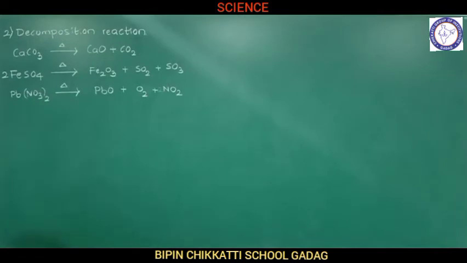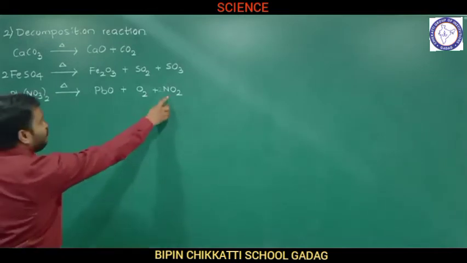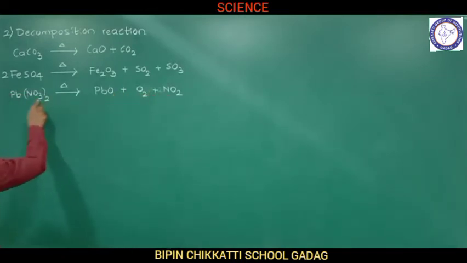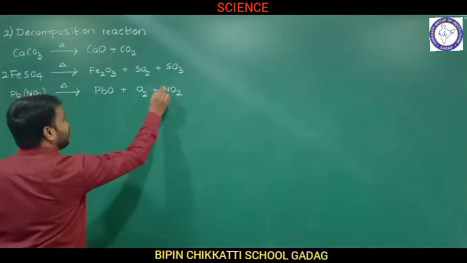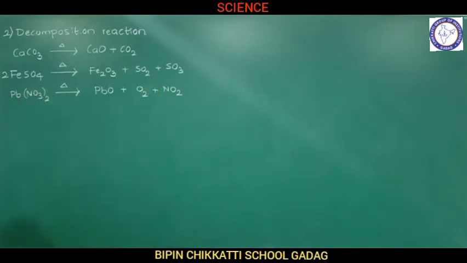Then how many oxygens are we going to get on the right side? 4, 5, 6, 7 we have, and 3 into 2, 6 we have. Therefore the oxygen is not balanced, and as I told you, it is a trial and error method. Let us assume I am going to write 3 here.